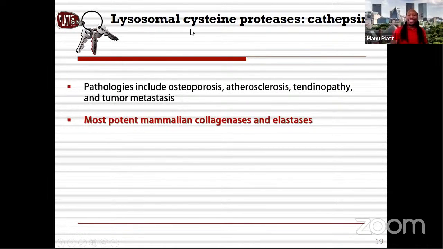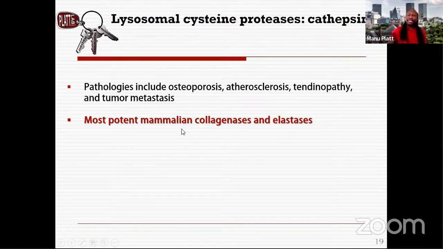So they were first identified in lysosomes. That's why they kind of have this moniker, because they are responsible for general protein turnover in your lysosomes. But then they started to be identified in a number of pathologies: osteoporosis, atherosclerosis. We've shown them in tendinopathy, and they had been identified in cancer and tumor metastasis.